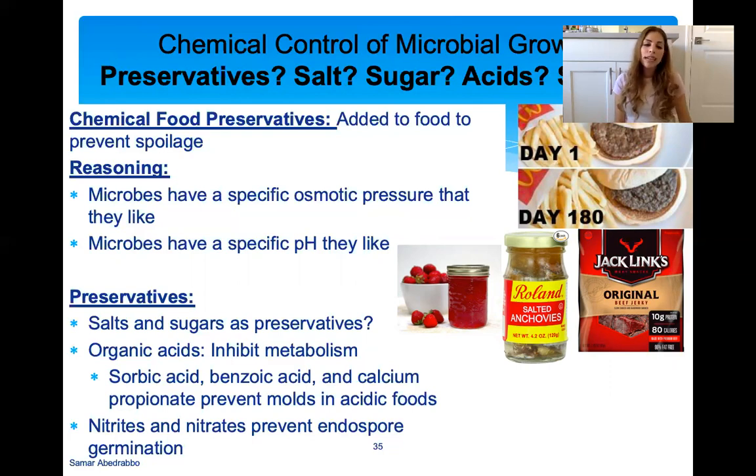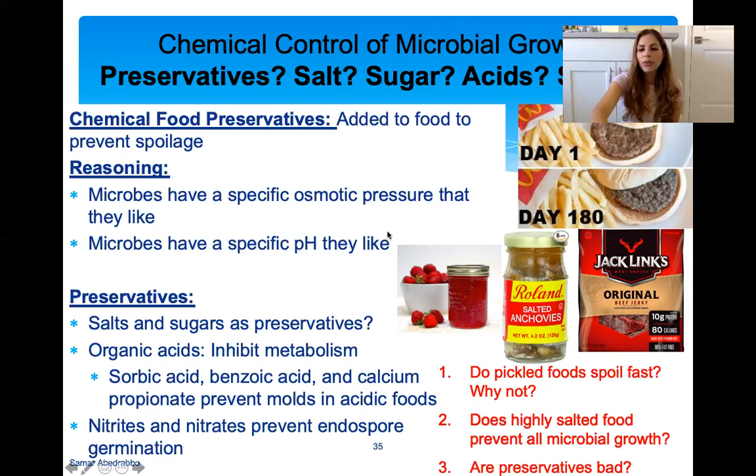We also use nitrites and nitrates to prevent endospore germination. If endospores germinate, meaning they go back and are able to become reproductive bacteria, that's not good. So that's why a lot of nitrates and nitrites are used. Now, these can have their own health issues in the long run, but in general, we're using them to prevent microbes from growing.